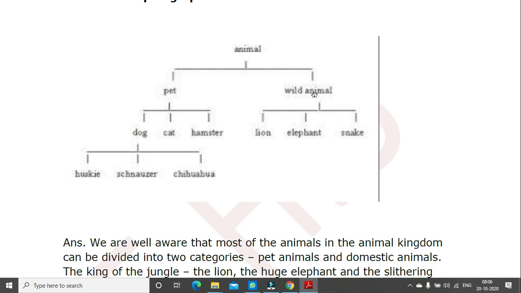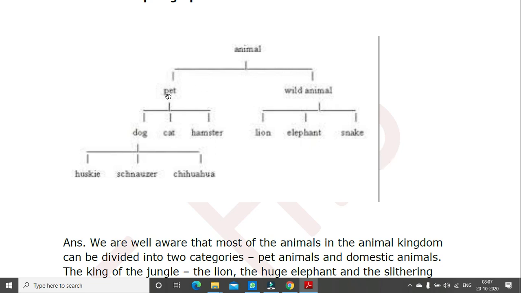Now these parts are further divided. So wild animals is divided into a lion, an elephant, and a snake. Clear? If you want, you can even divide it further. Like if you can say snake can be poisonous and non-poisonous. Clear? Like each of these branches. Now this is a branch. This is a branch over here. Now each of this branch also could have branches of their own. Clear? So that's like a tree. A branch has many tiny branches.